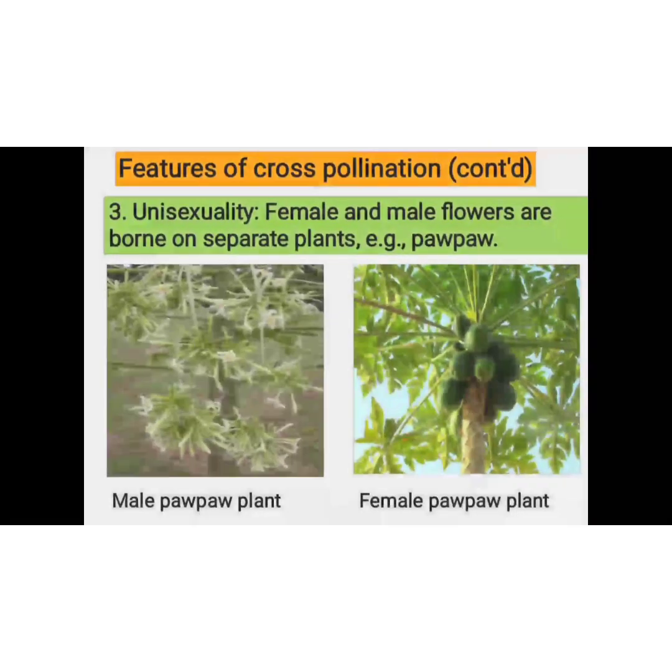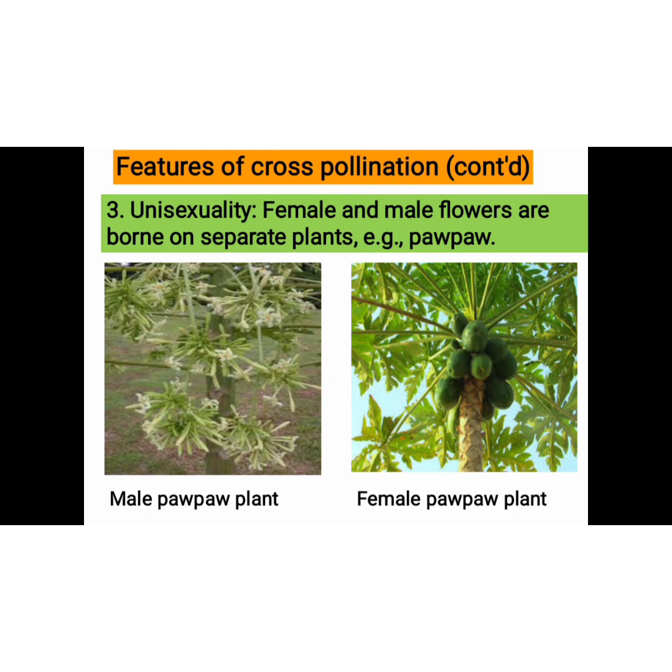Now let's talk about feature number 3, unisexuality. Unisexuality is a concept in which we have the female and the male flowers born on separate plants. A typical example of that is pawpaw. On the left-hand side of the screen, you have the image of the male pawpaw plant. And on the right side of the screen, we have the image of the female pawpaw plant.